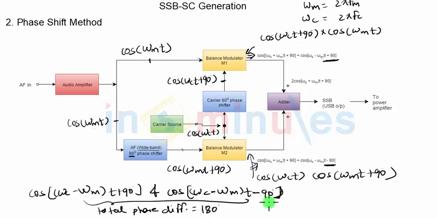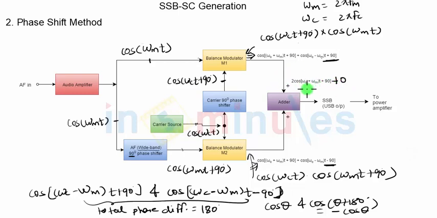For example, if I have cos θ and cos(θ + 180), then cos(θ + 180) can be written as minus cos θ. So we have two cosine terms which are in the form cos θ and minus cos θ, and when you add them, their addition will become 0. And that's how the output of the adder is only the ωc + ωm term. The second term adds up to 0.